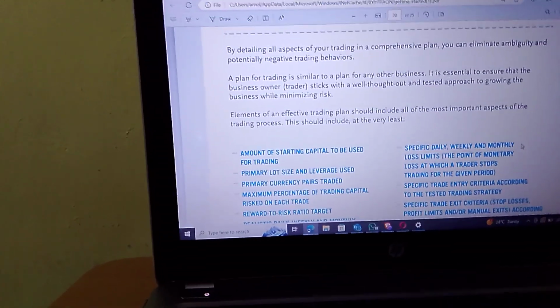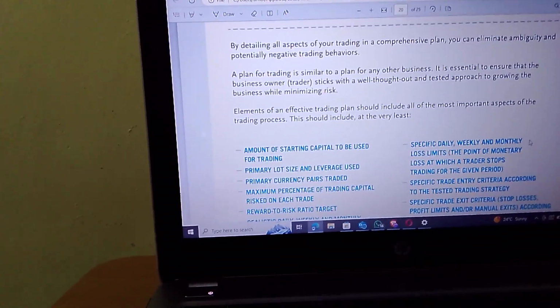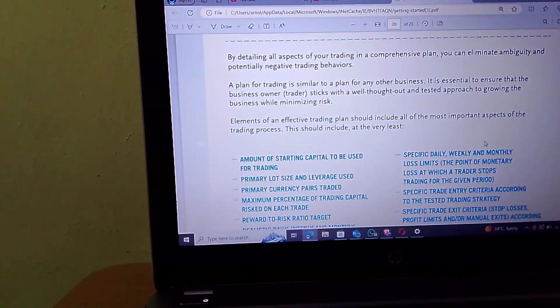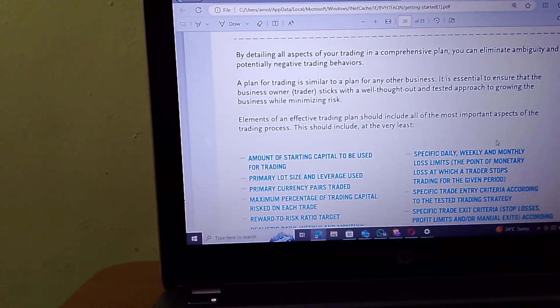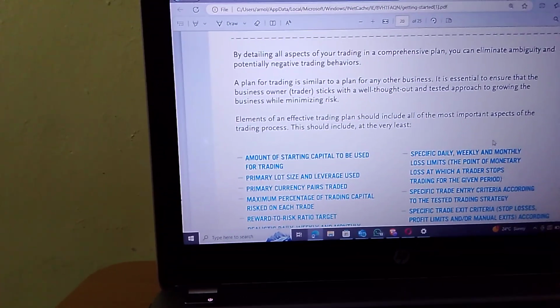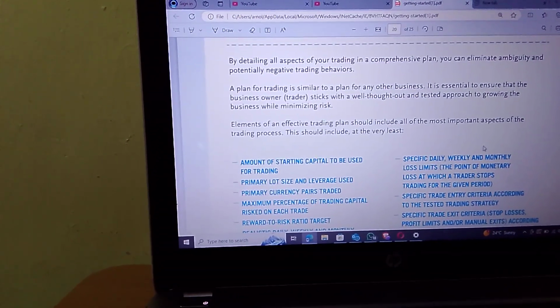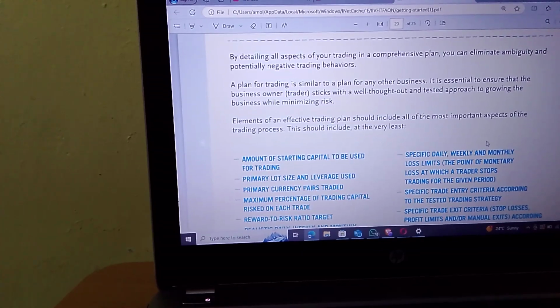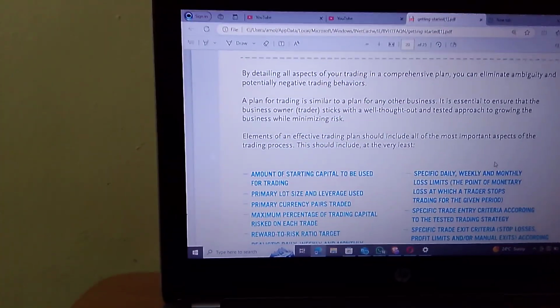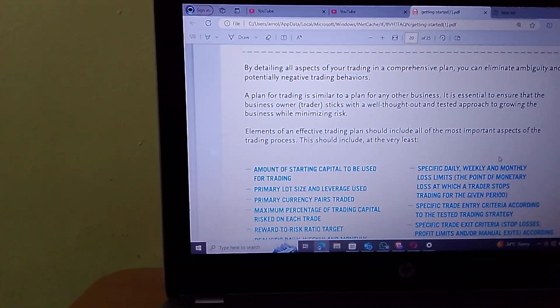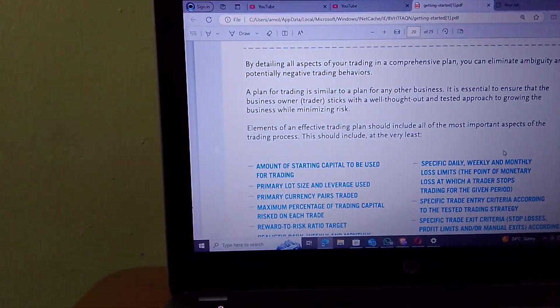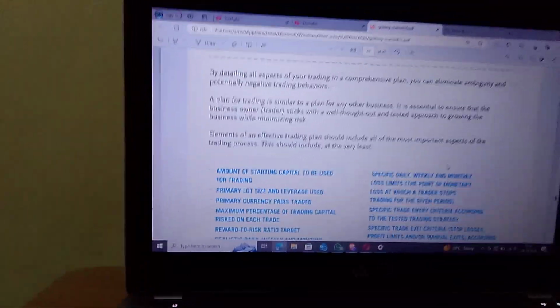A plan for trading is similar to a plan for any other business. It's essential to ensure that the business owner or trader sticks with a well thought out and tested approach to growing the business while minimizing risk. So we need to get our trading plan, and then it should be a well thought out and tested approach. We don't need to be trying out new things.